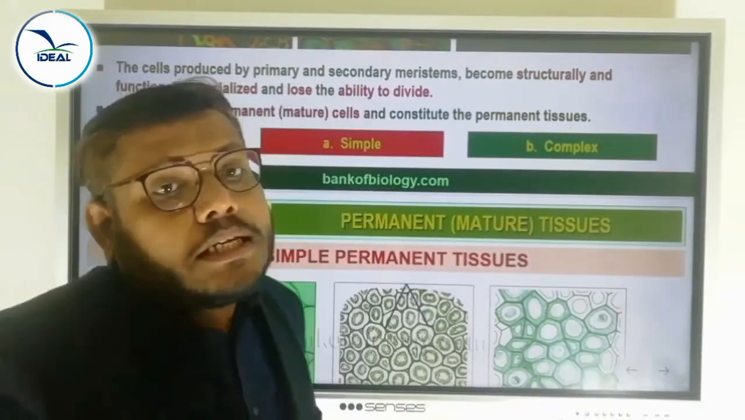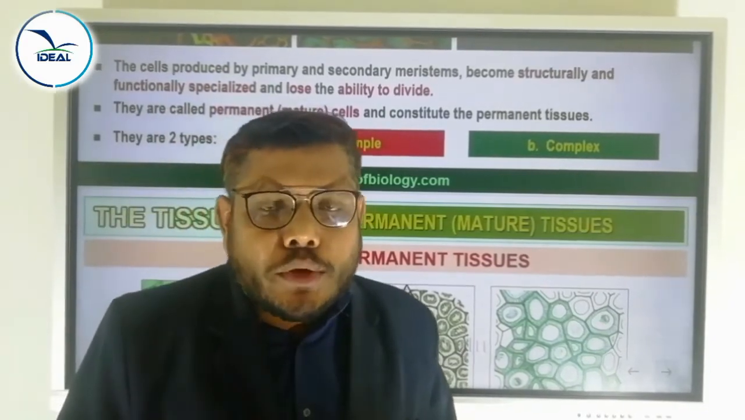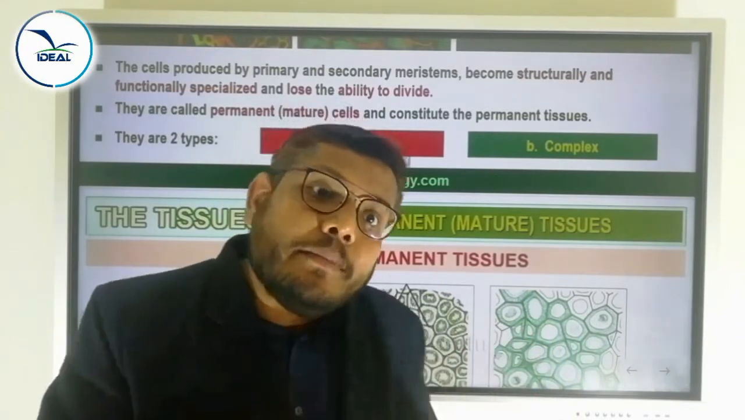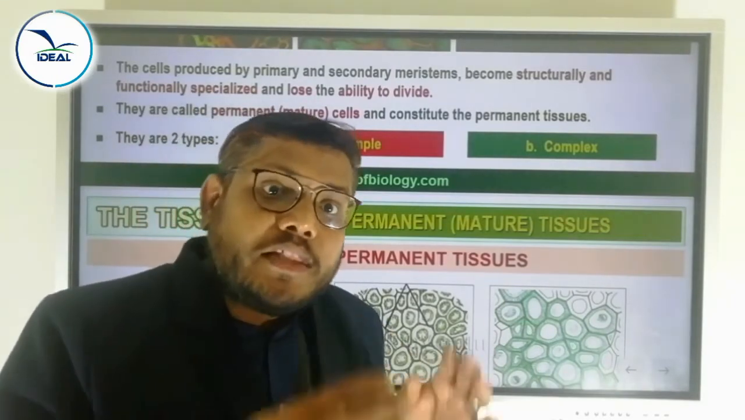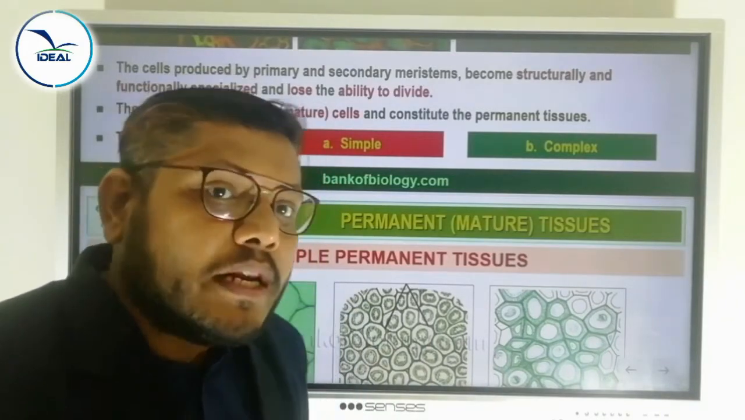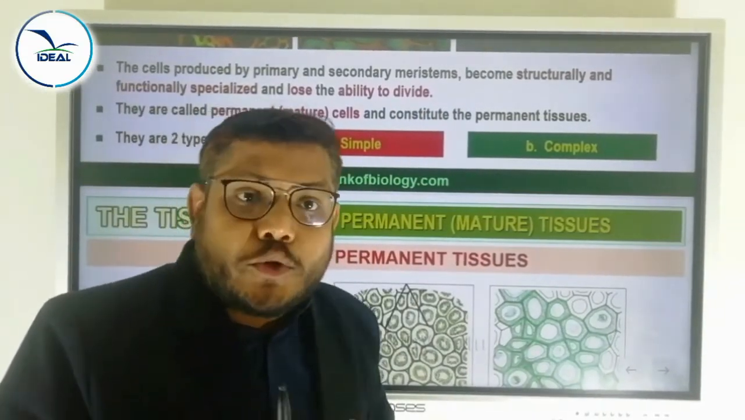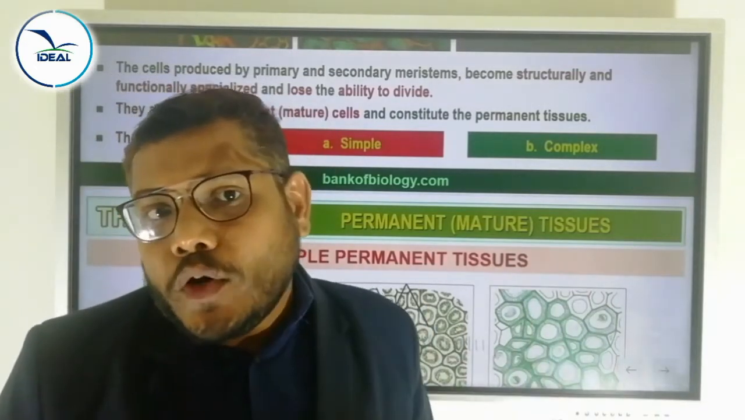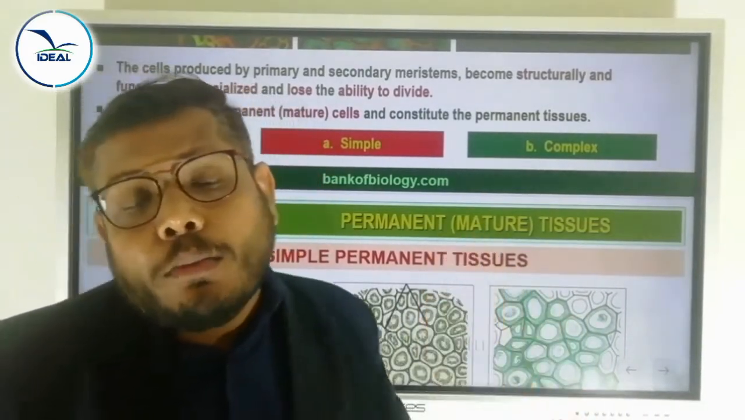Is it clear? Then another type of tissue is called permanent tissue. What is permanent tissue? When the meristematic cells lose their ability to divide, at that time those cells take a permanent shape. Such cells are called permanent cells, or permanent tissues. Is it clear? There are two types of permanent tissues: one is called simple permanent tissue and another one is called complex permanent tissue.